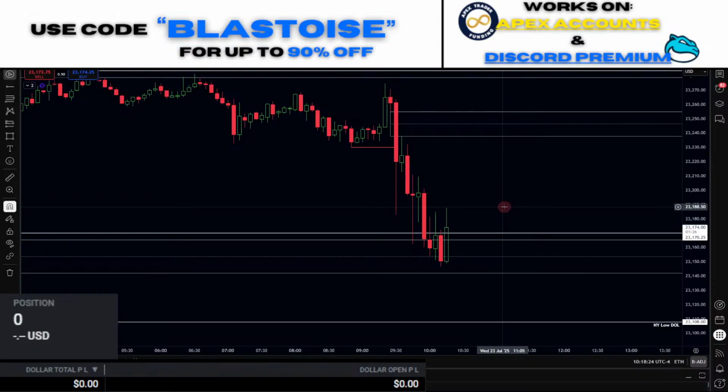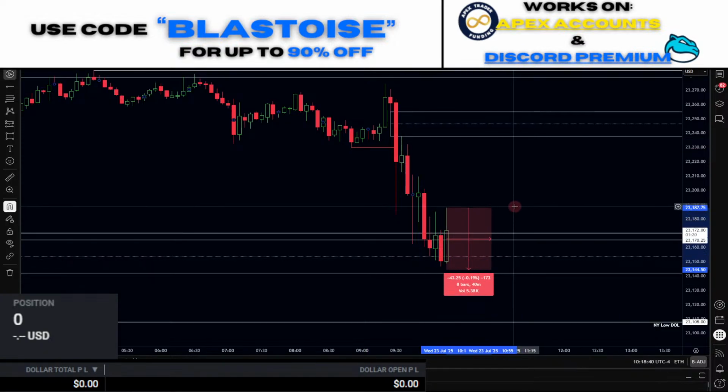How can I see the points of a candle on Tradovate? I don't really think Tradovate has a ruler. I could be wrong, but I've never really seen one. I think it does have one, but on TradingView, it's pretty easy. You just hold Shift on your keyboard and click, and that's it. And just like that, you can see it.